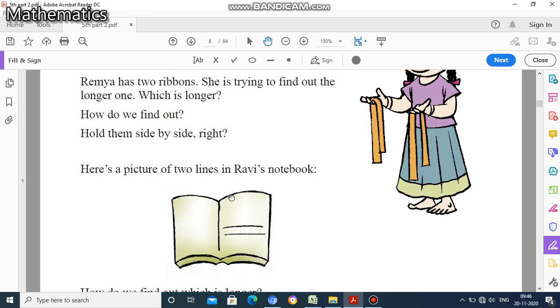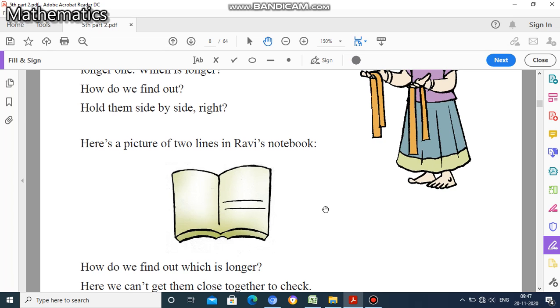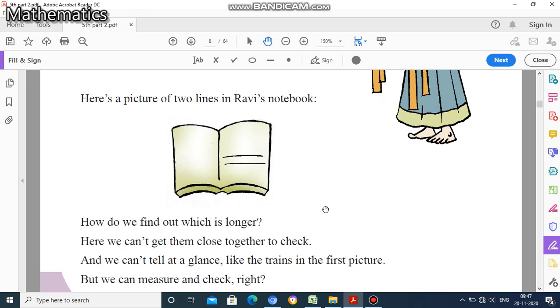Next, this one. Here is a picture of two lines in Ravi's notebook. This and this. Then how do we find out which line is longer? Can you hold that line? No. Then what will we do? We have to measure the length of the lines. Here we can't get them close together to check. In the ribbons we could hold them together to check, and we can tell at a glance which is longer.